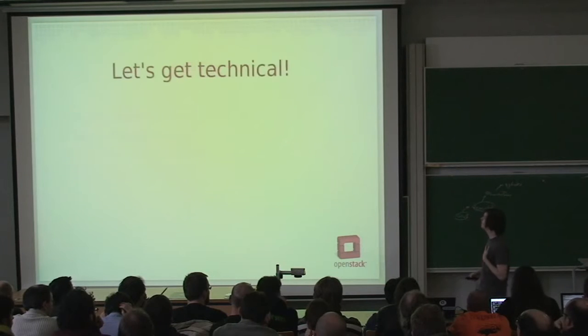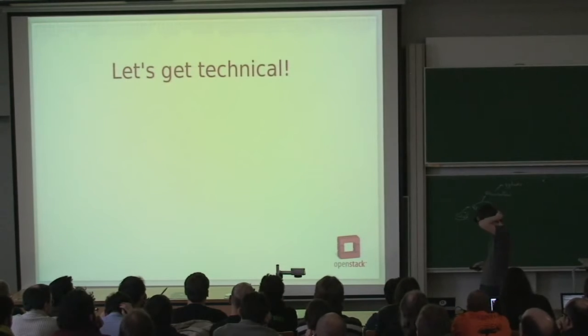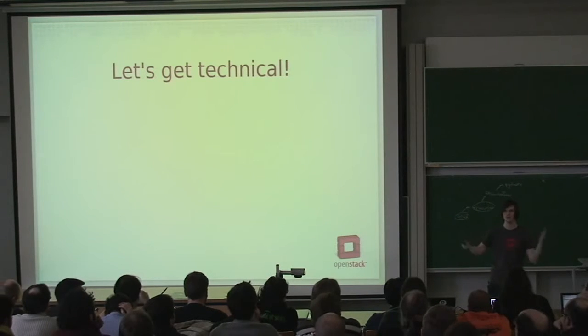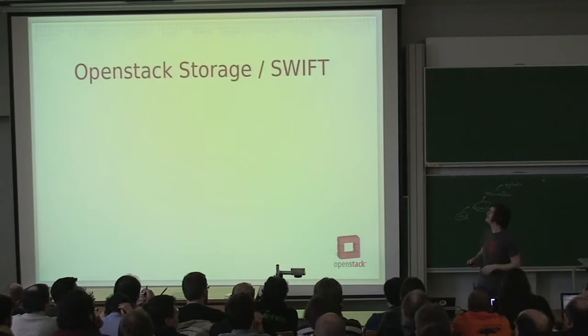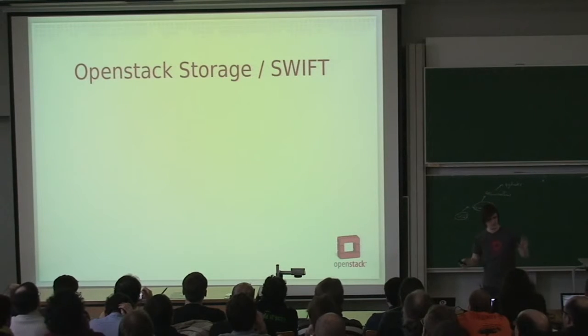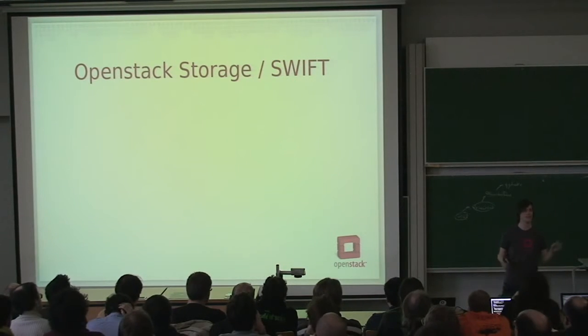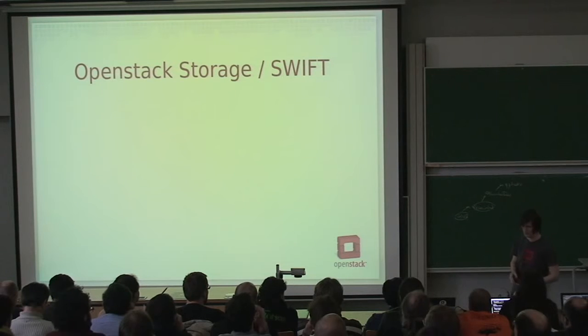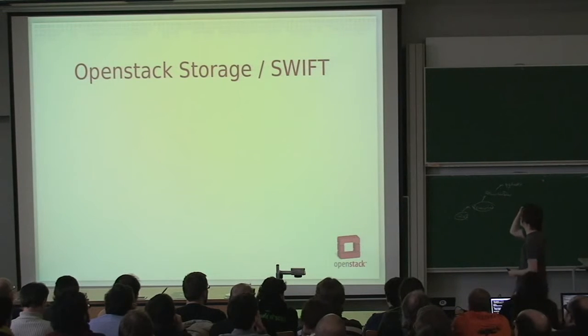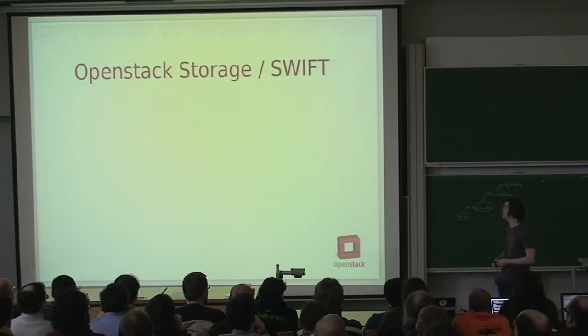Okay. So let's get technical. Unless someone has questions about all this history sort of stuff. Or we can wait. Right. So there are these two major components to OpenStack. The first one, the one we're going to be speaking about first, is Swift. OpenStack Storage, which is codenamed Swift.